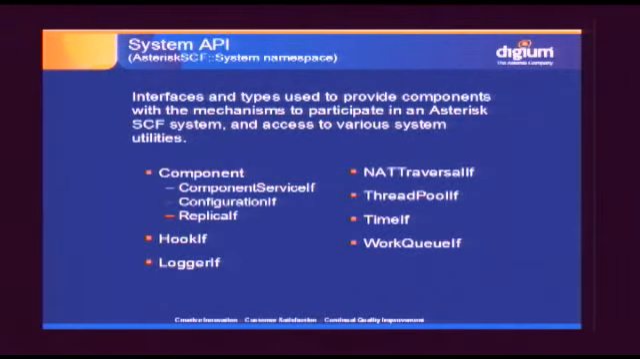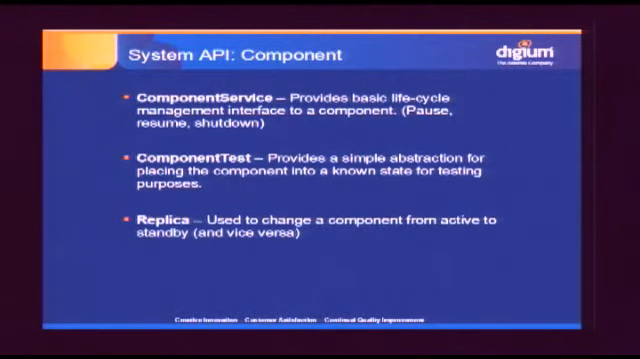All right, so that was it for the core API. Now we'll switch over to the system API. Here we're talking about the interfaces, the types that help a component become part of the Asterisk SCF system. Okay, so the component interface, or the component namespace, provides us the component service interface. That's basic life cycle management of a component: be able to pause it, resume it, tell it to shut down.